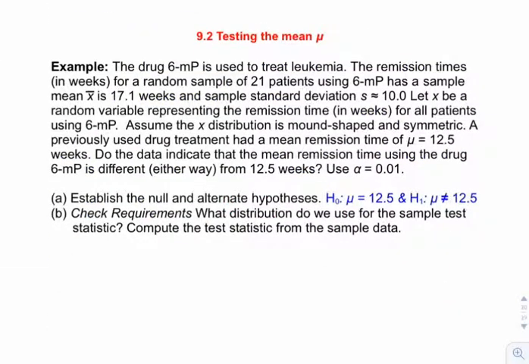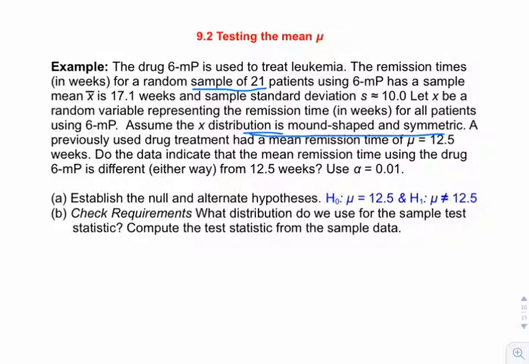Let's check the requirements. Are we going to be using the student's t-distribution? Are we going to be using a normal distribution? Which is it? In this case, what do we know about our x distribution? X is assumed to be mound-shaped and symmetric. That's enough for us. Is it normal? I don't know. What about our sample size? Our sample size is only 21.